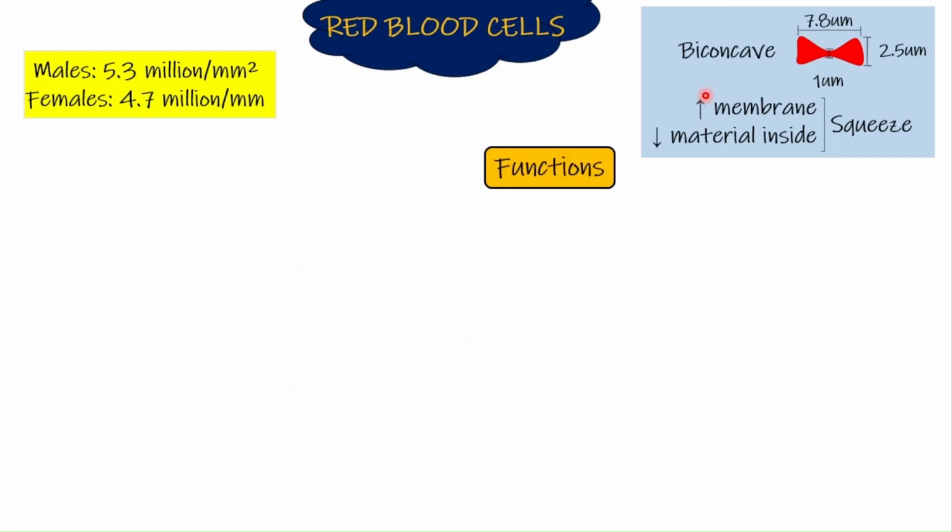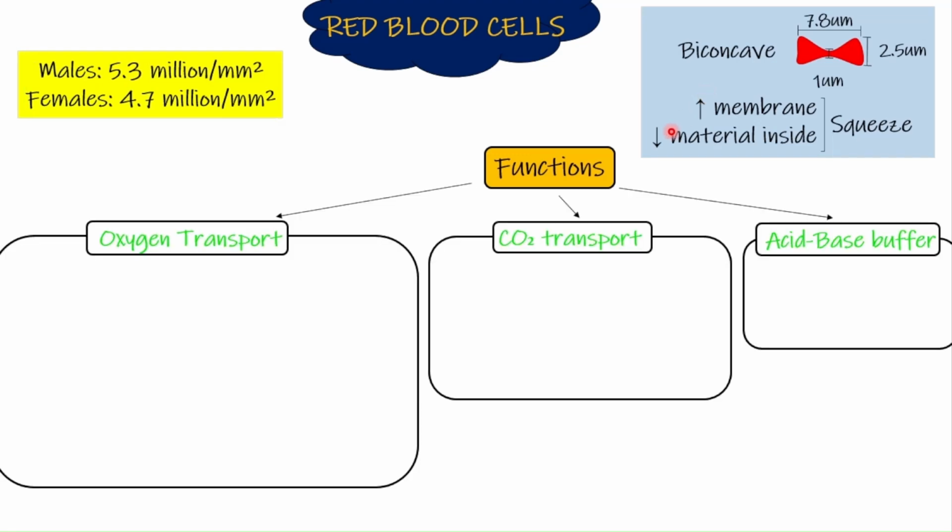So now let's discuss the functions of RBCs. RBC has three broad functions. One is oxygen transport, the other one is carbon dioxide transport, and the third one is acid-base buffers. So let's discuss its most important function, which is oxygen transport. In red blood cells, we have a protein, the oxygen carrying protein known as hemoglobin.